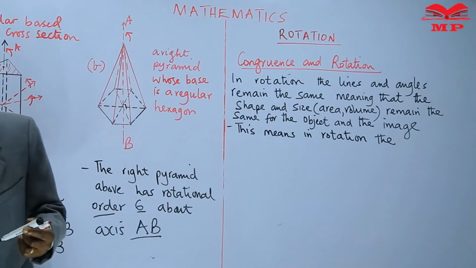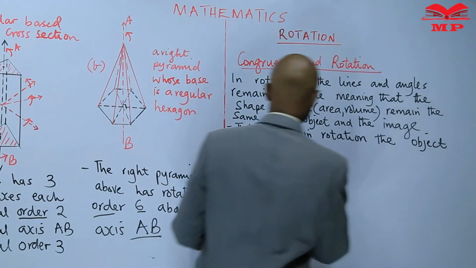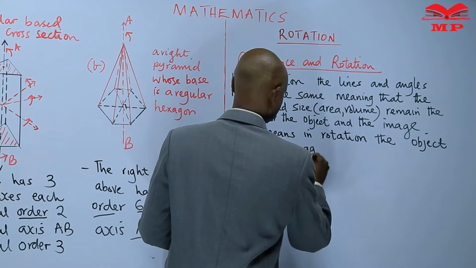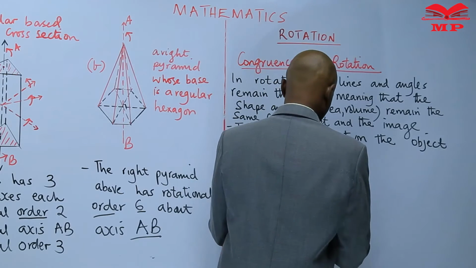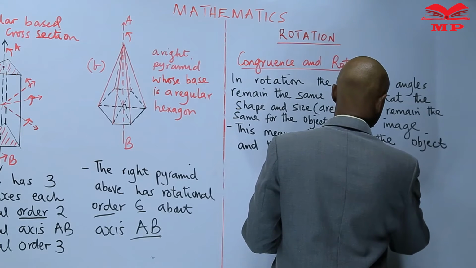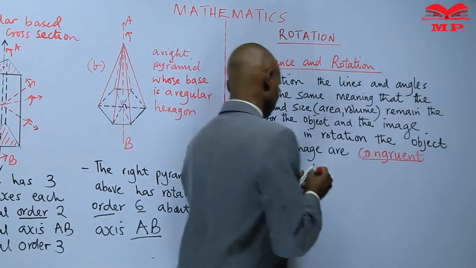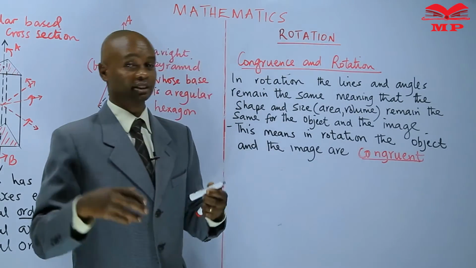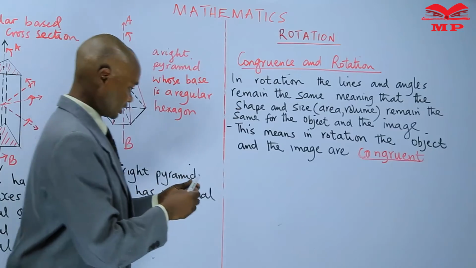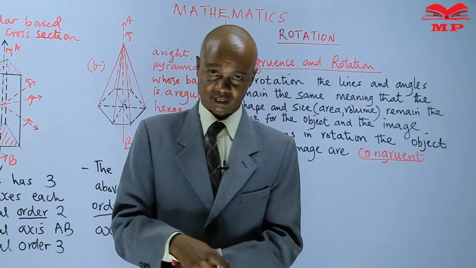In rotation, the object and the image are what we call congruent, for the reason mentioned above. The lines and the angles remain the same. The shape and size remain the same. But earlier on, we had direct congruence and opposite congruence.